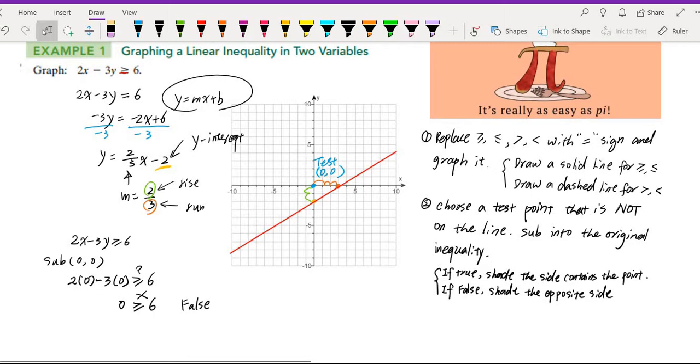Because this is false, that means we'll have to shade the other side. Okay, the opposite side, which is right here. This side. So that is our final solution. So we finished this question.